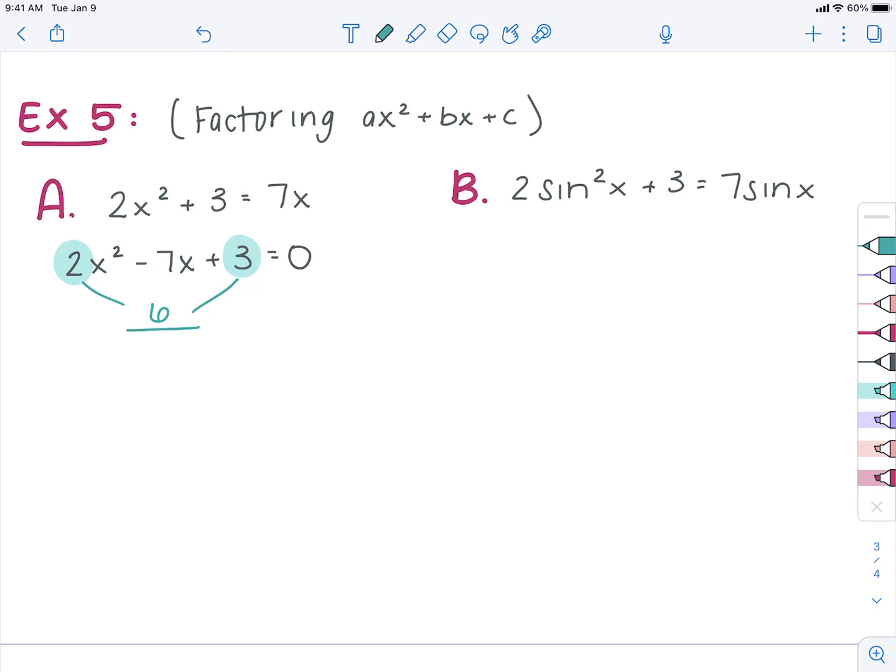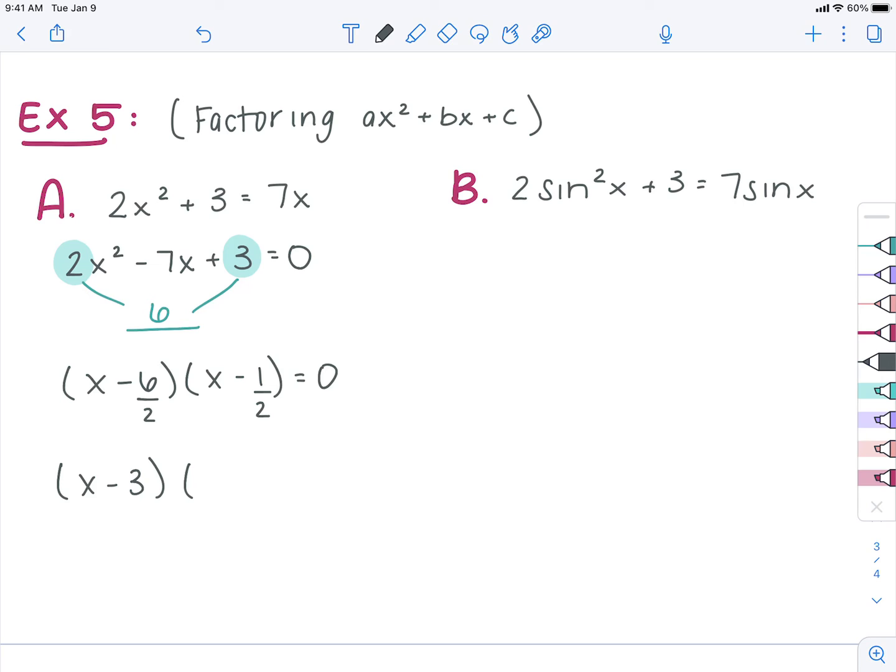Negative 6 and negative 1. Perfect. So then I'm going to do the same thing, and I'm going to say, okay, x minus 6, x minus 1 equals 0. But because I multiplied by 2 in order to get those factors, I didn't just take that 3 out, right? I multiplied by 2 to begin with. In order to undo that multiplication, I've also got to divide my factors by 2. So then I'm just going to simplify as much as I can. So I really have x minus 3.